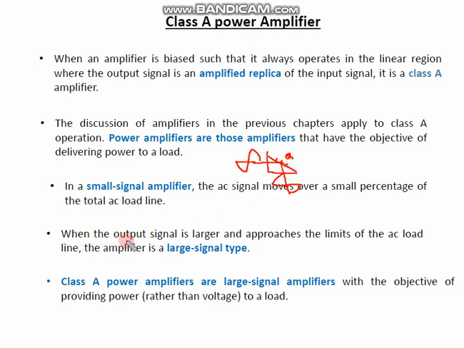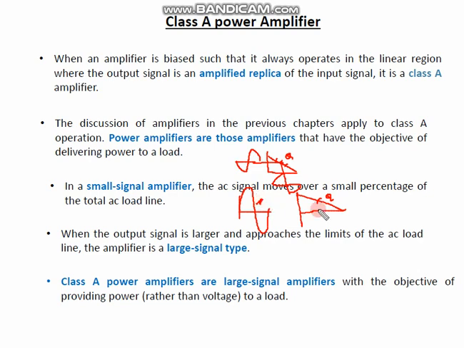Now when the output signal is larger and approaches the limits of the AC load line, the amplifier is a large signal type. So what happens if I increase the amplitude of the input signal by such an amount? This is the DC load line, remember this one. This is my Q point, remember this is my Q point. This is the IC current, this one.